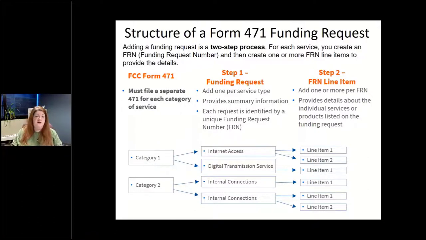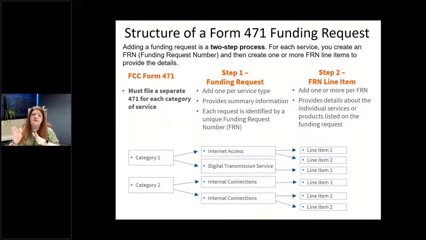So if you're doing both Category 1 and Category 2 and you want to receive funding for both in the same funding year, you're going to have to do two 471s. You were able to do them both together in one 470, but the 471 is where it's going to be deciding what your discount's going to be and how much funding you're going to get. Because Category 1 is done with just a basic, here's your discount, you get that amount off, and Category 2 uses that budget calculation, they have to be done separately so that the system will do the math differently. So if you're doing both categories in the same year, you will have to do two 471s.